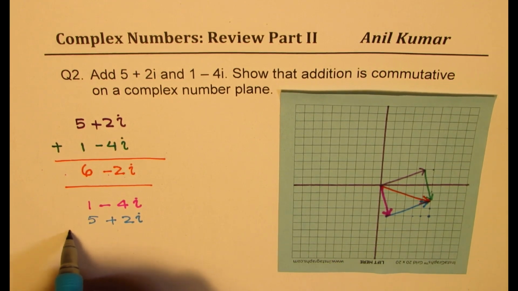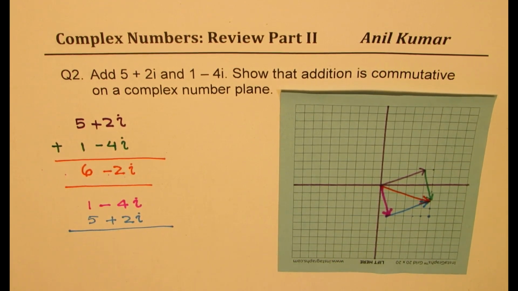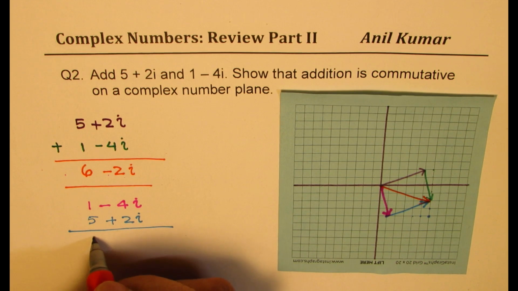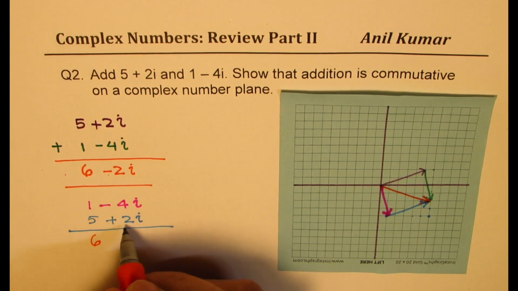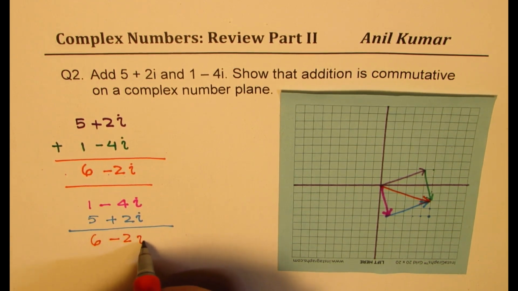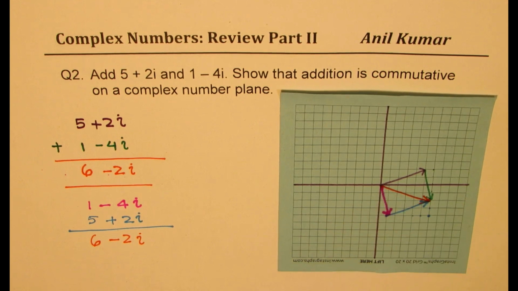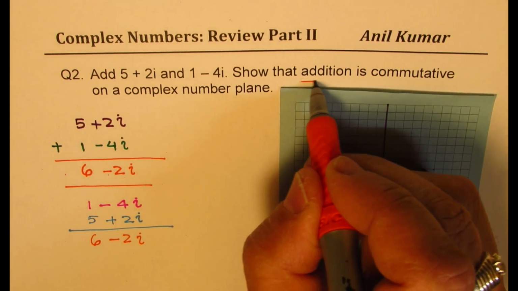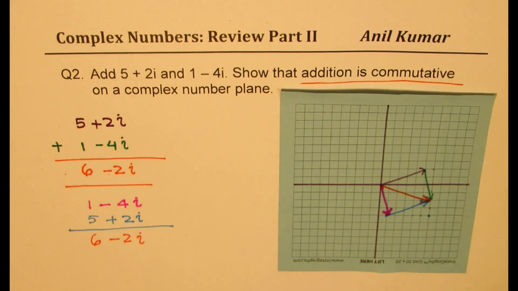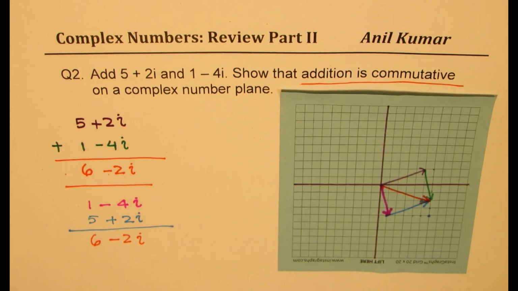right? So if you do this, what do you get? The addition is again the same. 5 plus 1 is 6, minus 4 plus 2 is minus 2i. So you have the same result. So you can see here that addition is commutative. By taking 3 vectors, you could also show that addition is associative. So let this be an exercise.